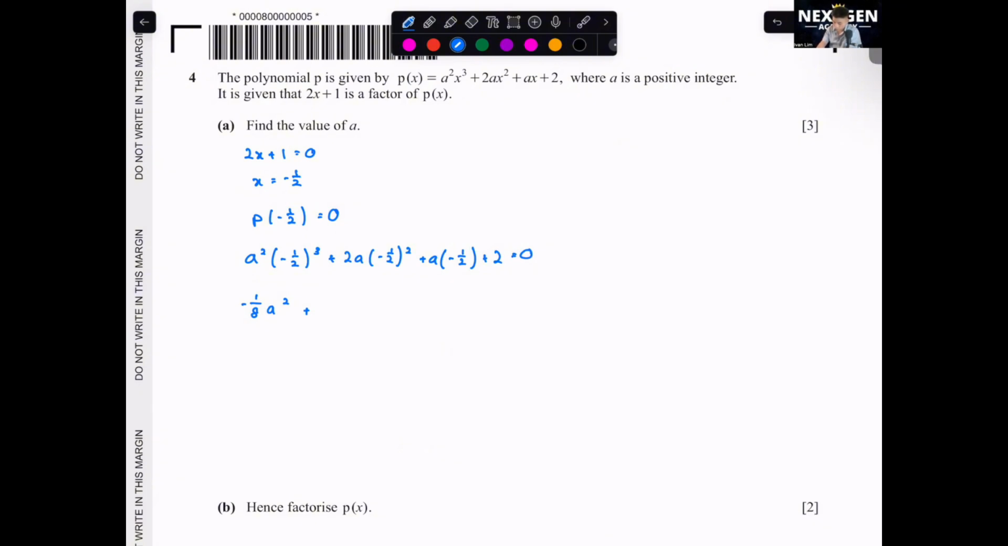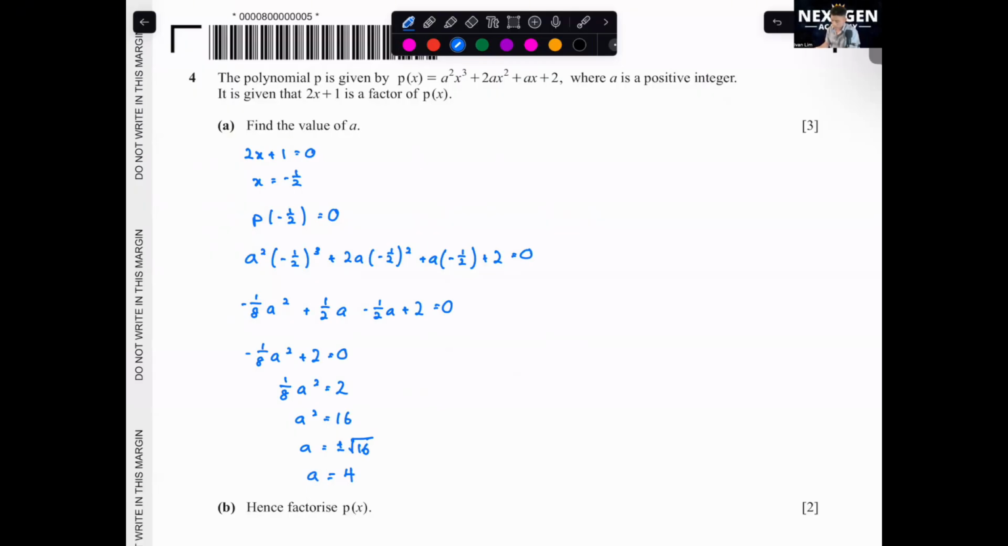Positive 1 over 4. So 2a times positive 1 over 4 will be 1 over 2a, minus 1 over 2a plus 2 equals 0. Okay, plus 1 over 2 minus 1 over 2 will cancel off. So it will be negative 1 over 8a squared plus 2 equals 0. We can do 1 over 8a squared equals 2. a squared equals 16. a is supposedly plus minus 4, but they only want the positive integer, so positive 4. This will be our a value.